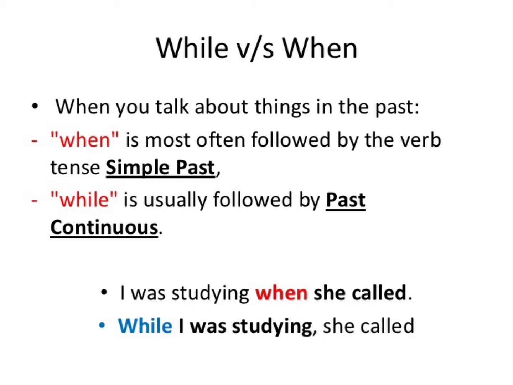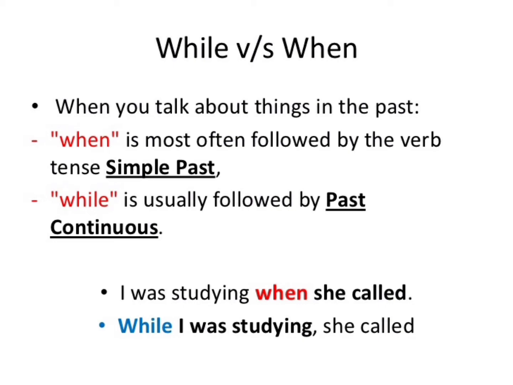When you talk about things in the past, when is most often followed by the simple past tense, and while is usually followed by past continuous. I was studying when she called. When she called. We use when basically with simple past, and while basically with past continuous. So while I was studying, she called.